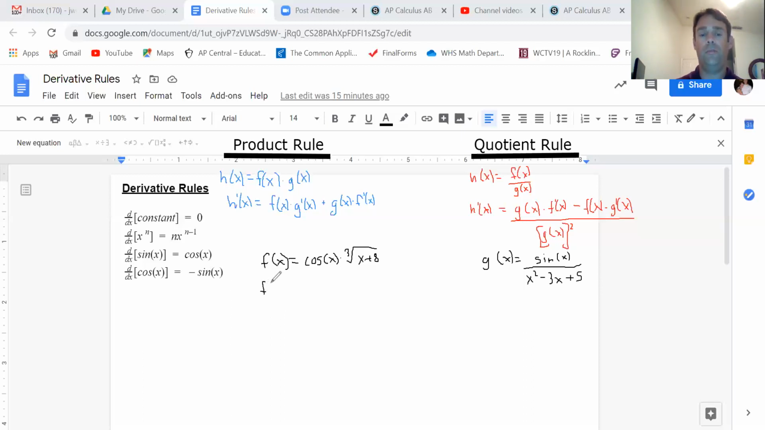All righty, friends. So if I'm looking at this first one, I see cosine of x. And hopefully after last class, we realize we do not deal with radicals at all. Everything becomes an exponent. So that'd be 1/3. Okay, so here, this is our first function. And this right here is our second function.